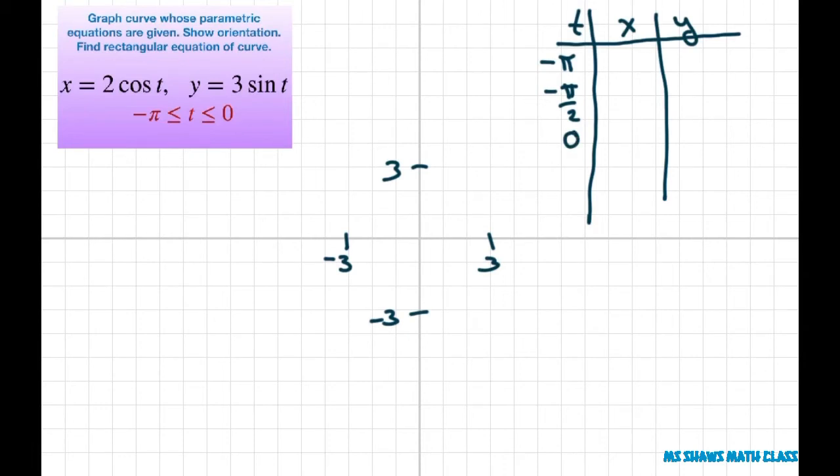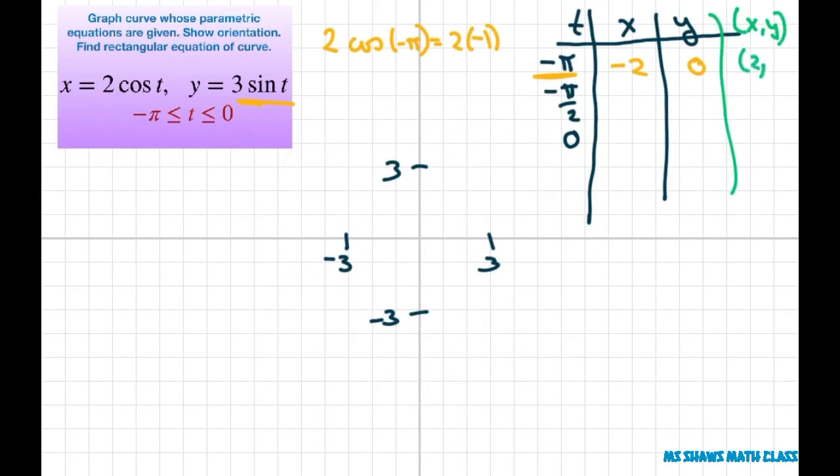So when we have negative pi, we have 2 cosine of negative pi, which equals 2 times negative 1, which is negative 2. And of course, sine of negative pi is 0. So looking at that, your (x, y) would be negative 2 comma 0, which would be right there.